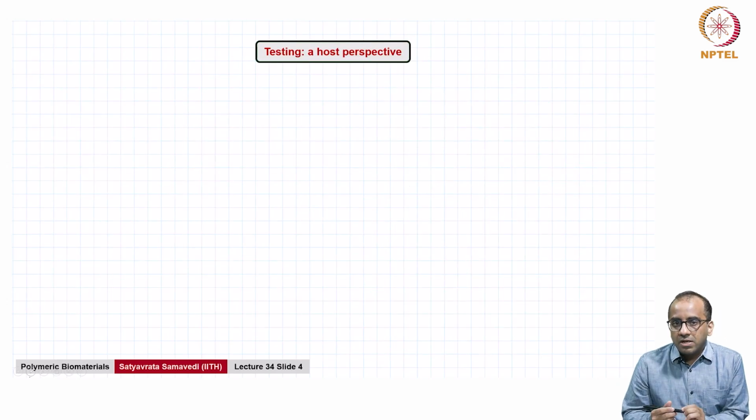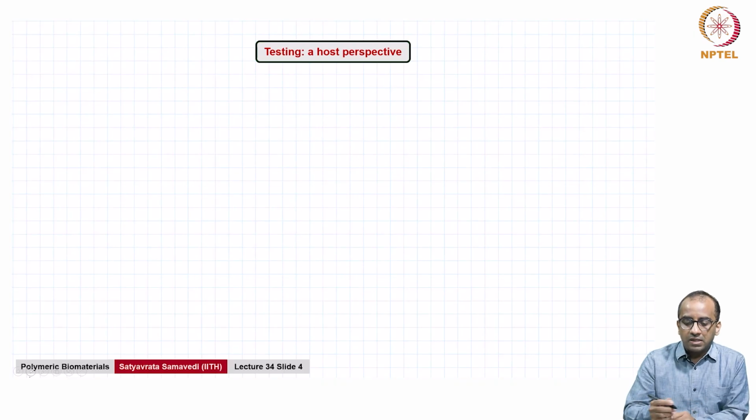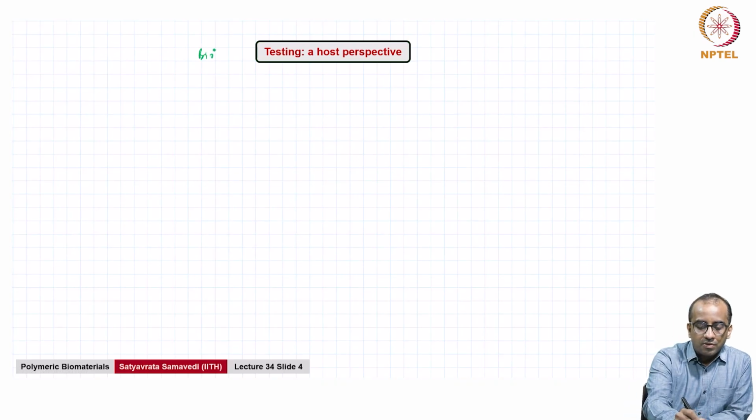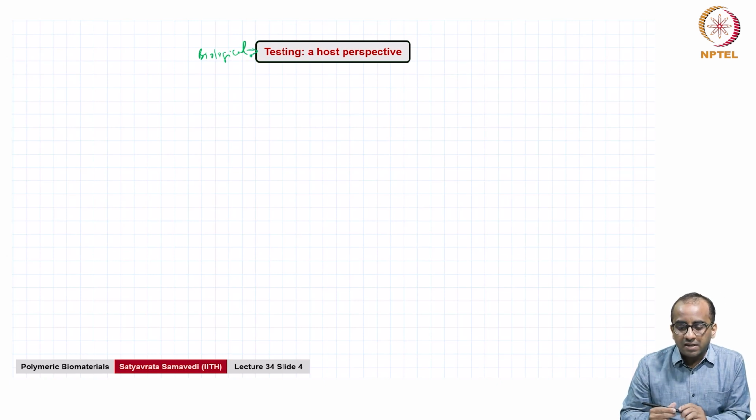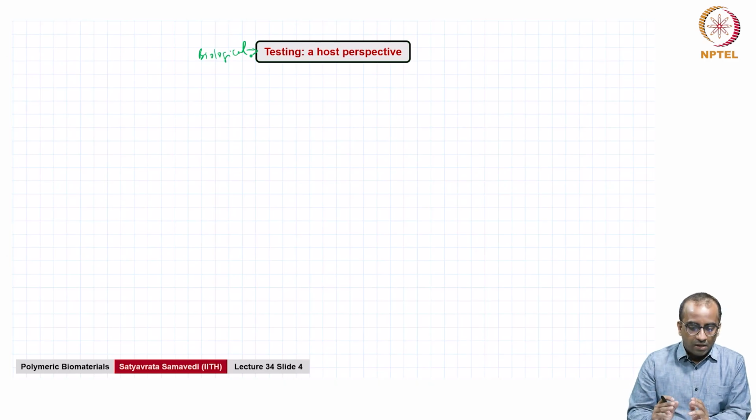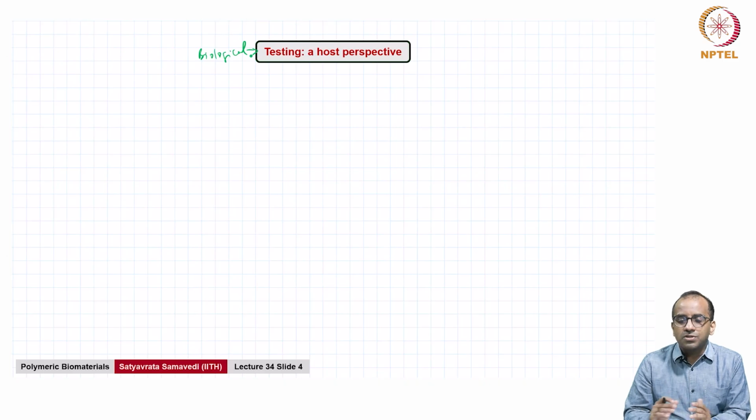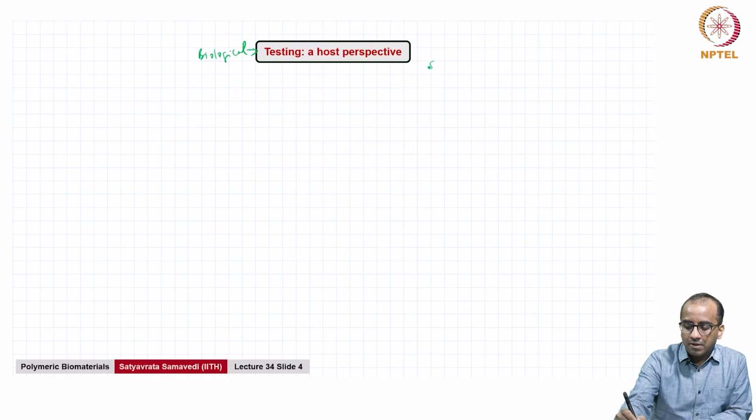Now, we will first begin by looking at testing, as we have already hinted at, from a host perspective. Now, this testing that we are looking at here is biological testing. So, that is the qualifier we are adding here, it is biological testing, but again from a host perspective. It is going to involve the implantation of a biomaterial eventually, and one thing you can ask is what happens to the biomaterial once it is implanted, both from a safety perspective and from an effectiveness perspective.